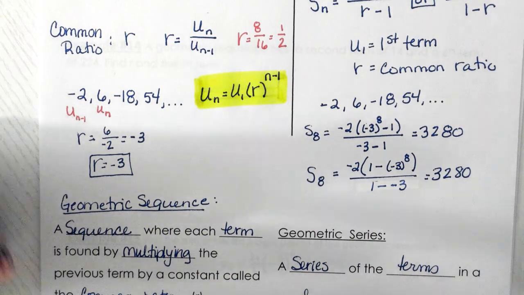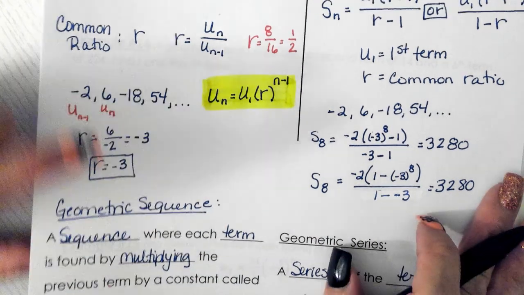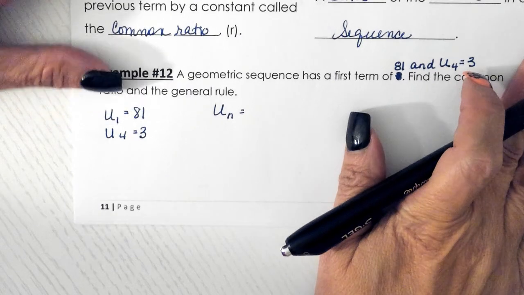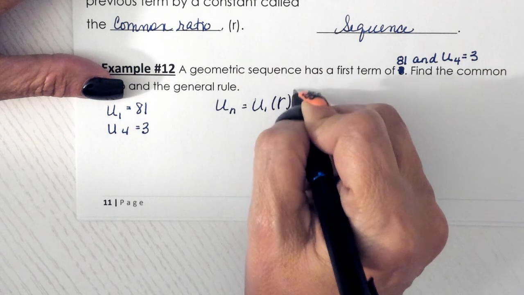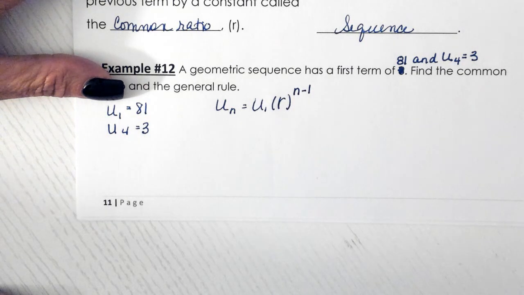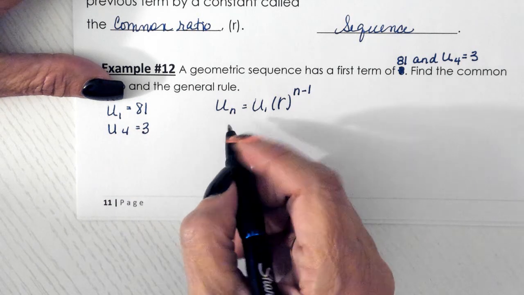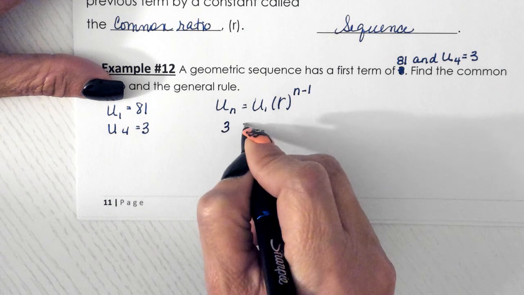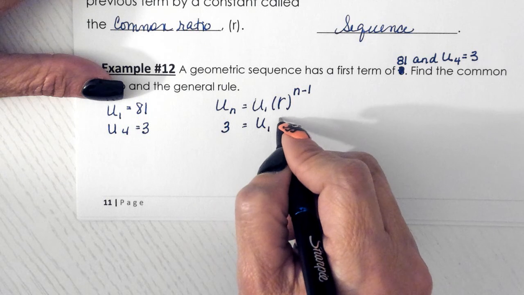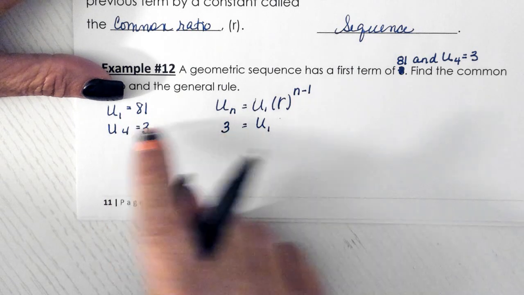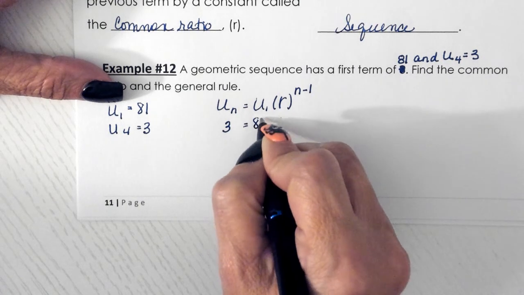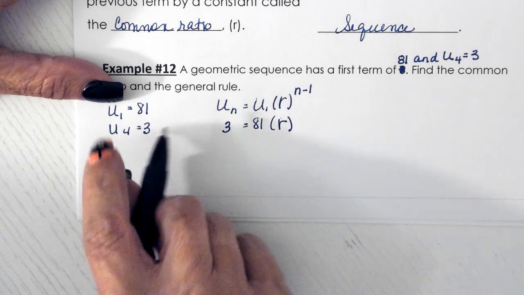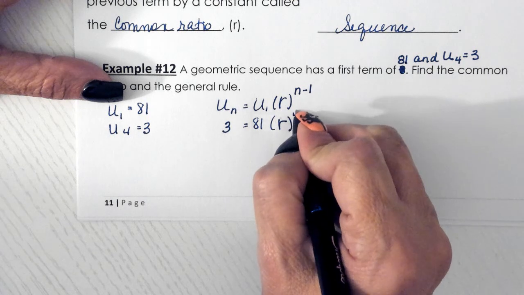This is all in your formula chart, which hopefully by now I've already given to you to be looking at. All right, so U sub n equals U sub 1 times r to the n minus 1 power. What I do know is that U4 is 3. So I'm going to say U4 is 3, which is U sub 1. Oh, and I know U sub 1 too, don't I? U sub 1 is 81 times r, and I'm doing U4, so that would be 4 minus 1.